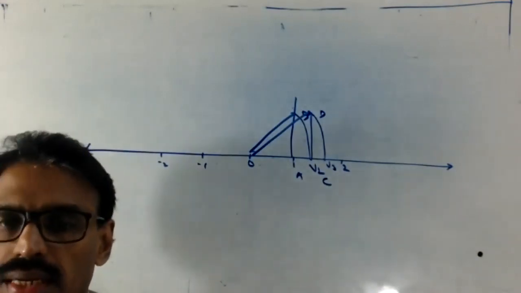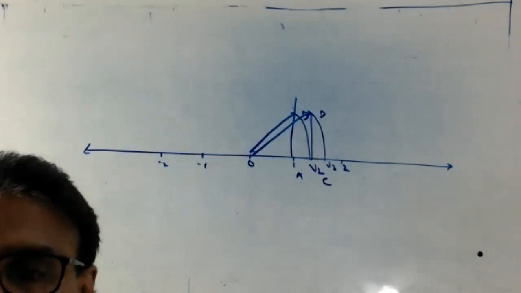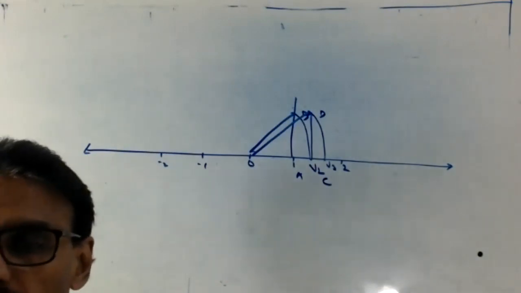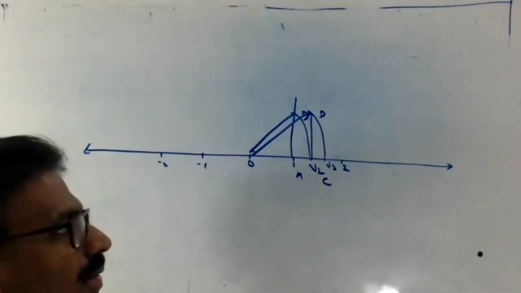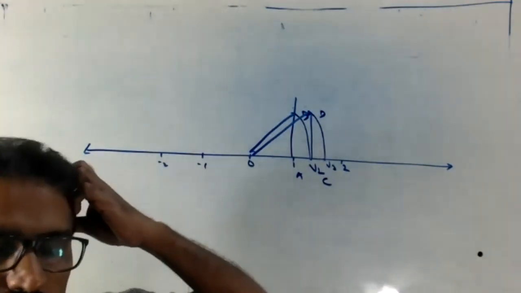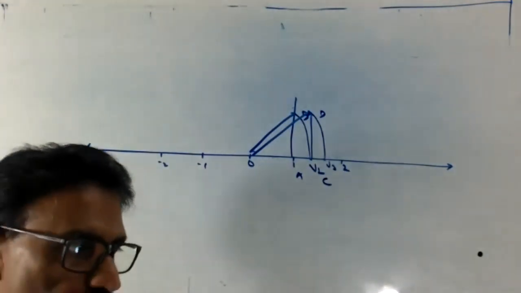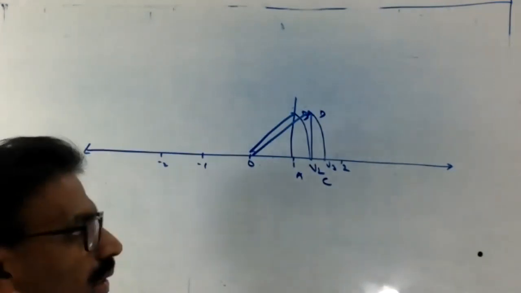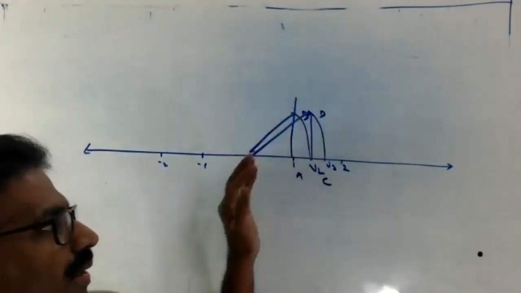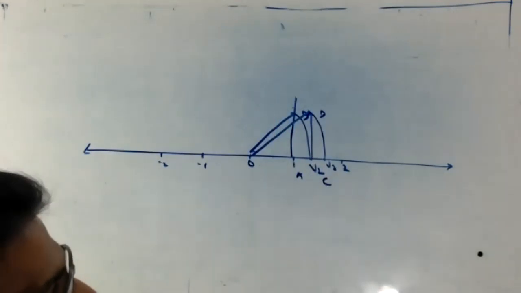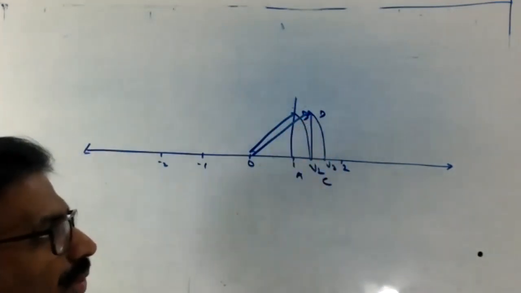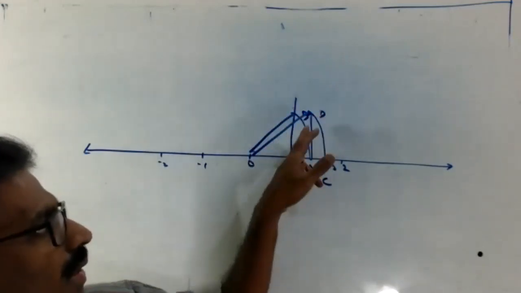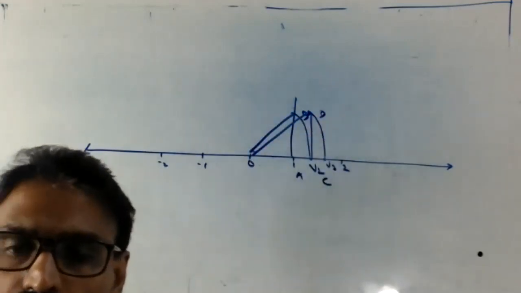Yeah, write all the steps. First, draw a number line. Then scale. You write one unit is equal to 2 centimeter. Then through A, draw a perpendicular. Then take AB equal to 1 unit. Join OB. This is all you have to draw.